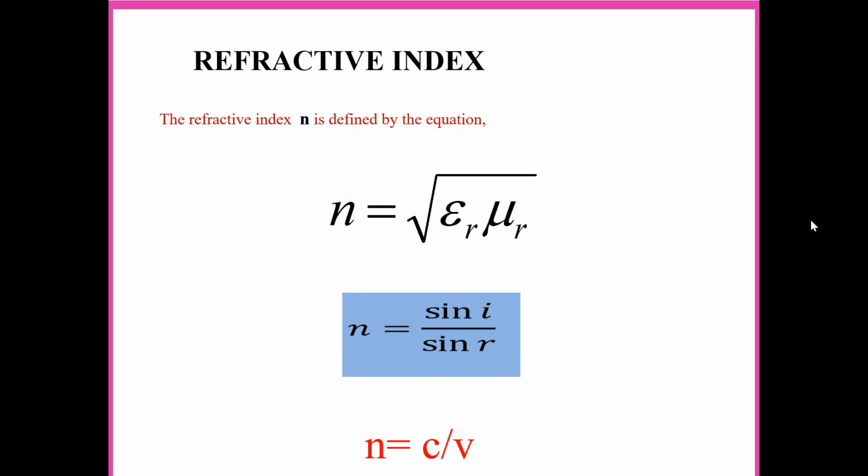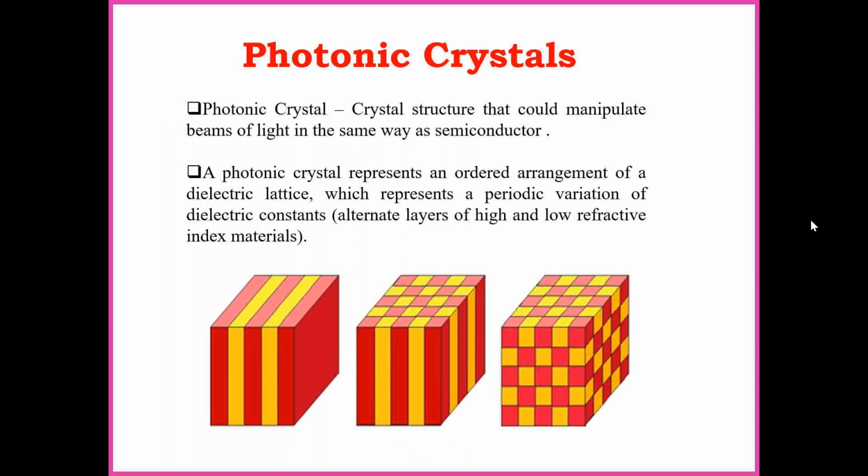We can also study it from the velocity of light in vacuum and the velocity of light in the medium: n equals c by v. We know that c is the highest velocity in nature. v is the velocity of light in the medium. So the refractive index is always greater than 1. Like this, the refractive index is based on many factors; we can say it is the nature of the substance. Based on this, we can arrange photonic crystals.